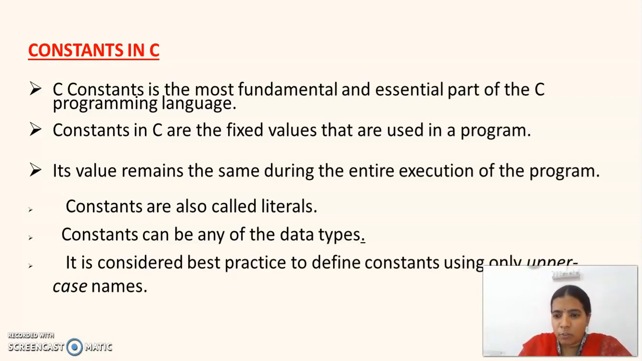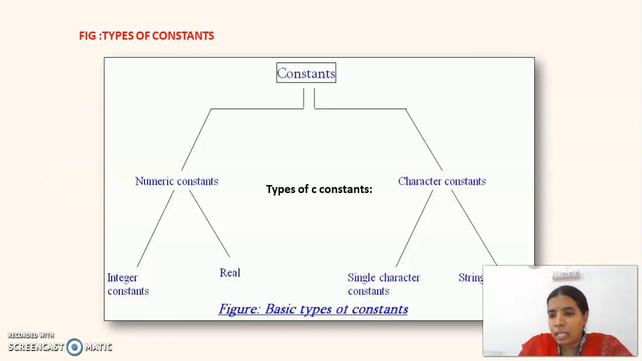There are different types of constants the C language supports. So first of all, let us take a look at what constants are. A constant is the most fundamental and essential part of the C language. Its value remains the same throughout the execution of the program. It is generally customary to write constants in uppercase. It's a general practice, not a fixed rule, that people write them with capital letters. Constants can be of any data type.